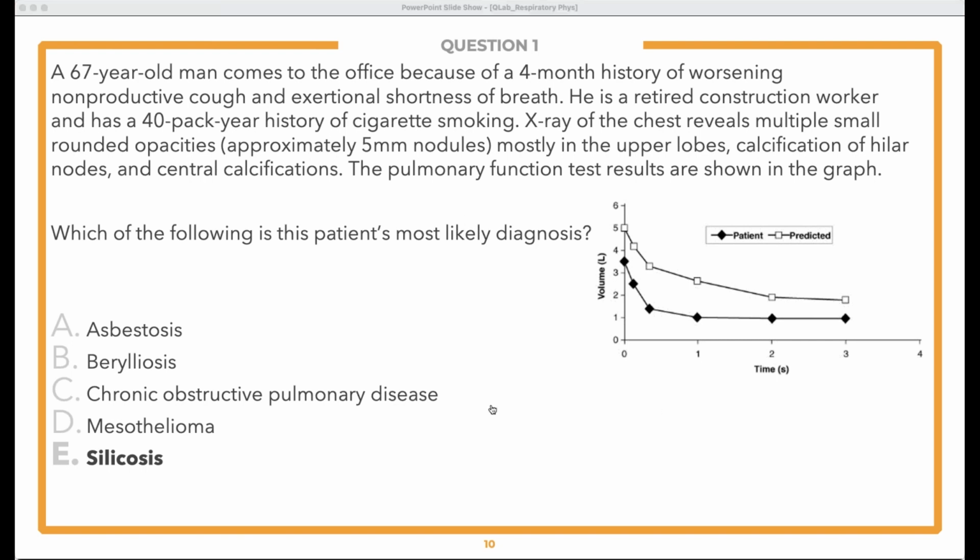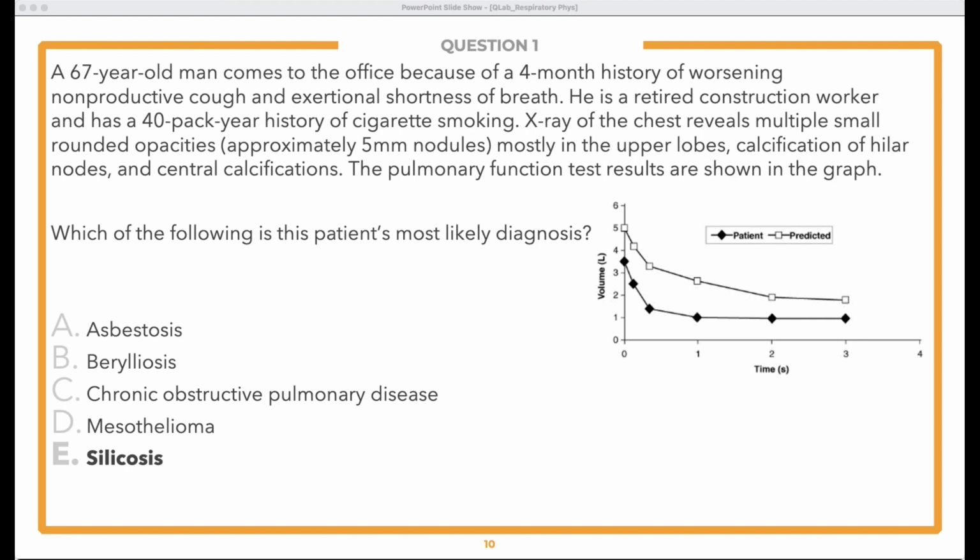Now let's look at the other options. We have option A, option B, option D, and option E. They can all technically be considered restrictive lung disease, except mesothelioma, which is more of a malignancy. It's a cancer. There's no mention of a mass in the pleura, anything pointing towards mesothelioma in this situation. The pathognomonic clue in the stem is the calcification of the hilar lymph nodes.